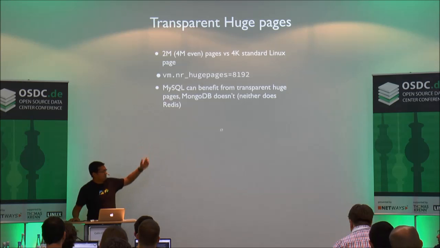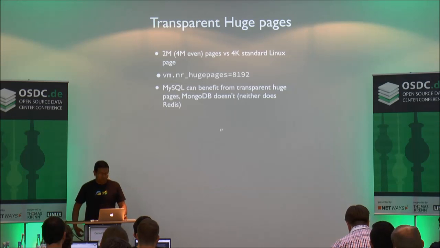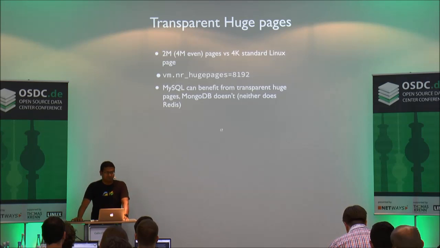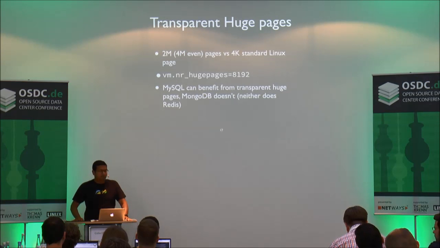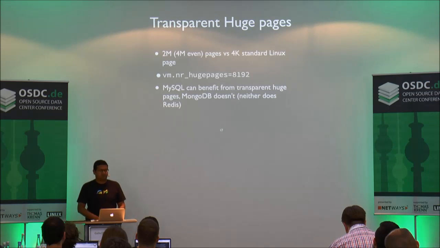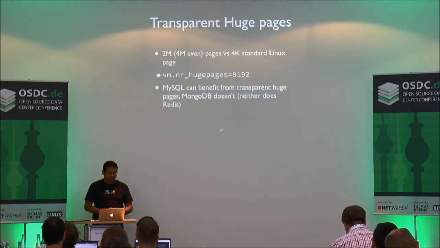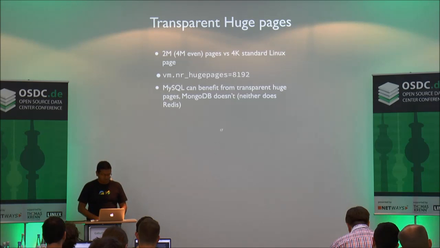People set huge pages via vm.nr_hugepages. MySQL generally may benefit from huge pages, but MongoDB doesn't. Neither does Redis. Now, I would personally turn off transparent huge pages because, even on BSD, this is not something you're good at doing.